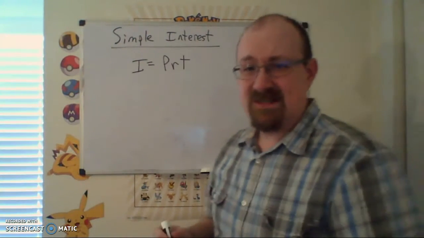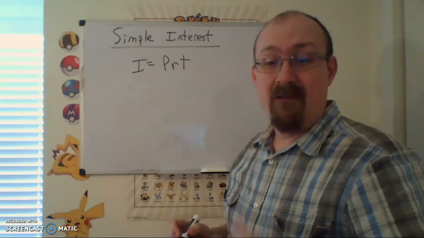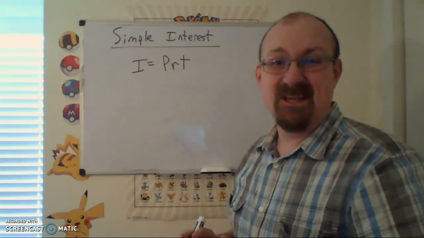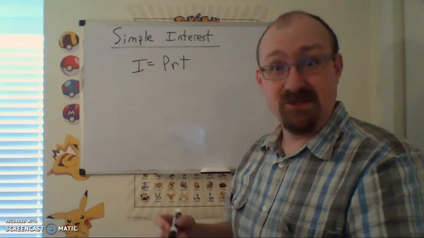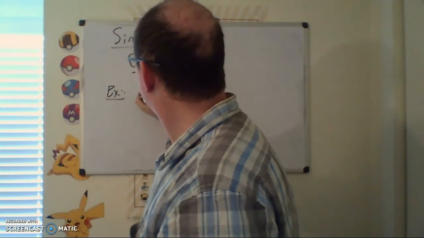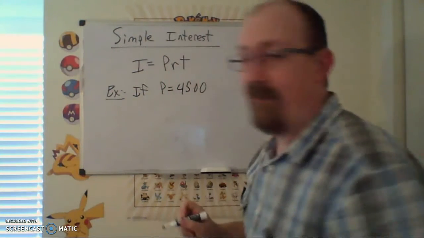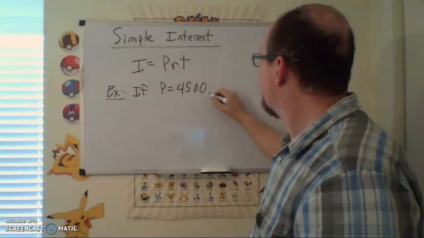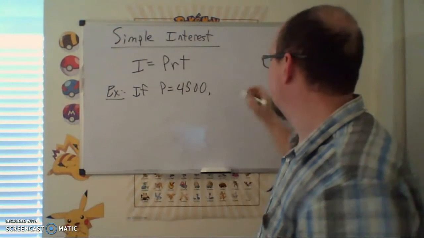So let's take a look at some examples here. So we give you a case where somebody socks away $4,500. They let it sit and cook for 3 years at an interest rate of 7%. And we want to know how much interest they've built up. So we're told in this instance that $4,500, that's our principal. The interest rate is 7%. Again, we don't use the 7 directly.